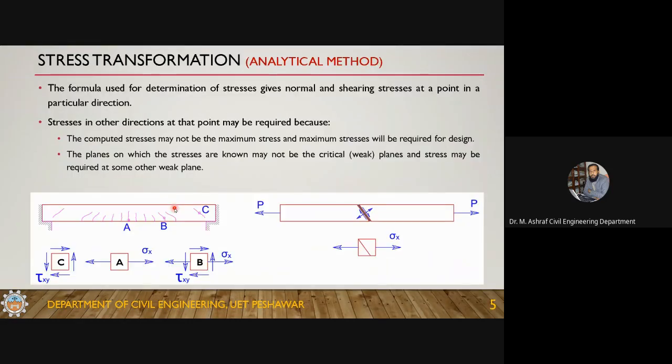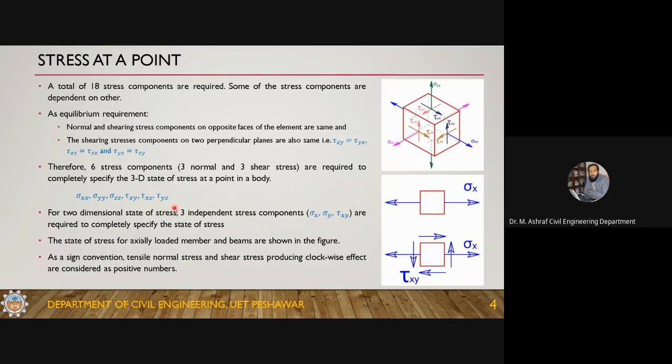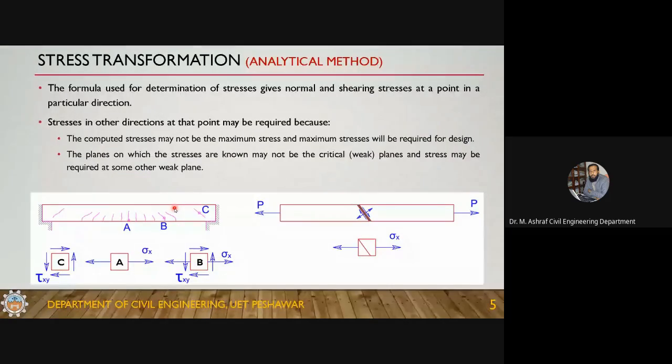Now coming to stress transformation. We were discussing the stress at a point, how to represent a state of stress at a point.